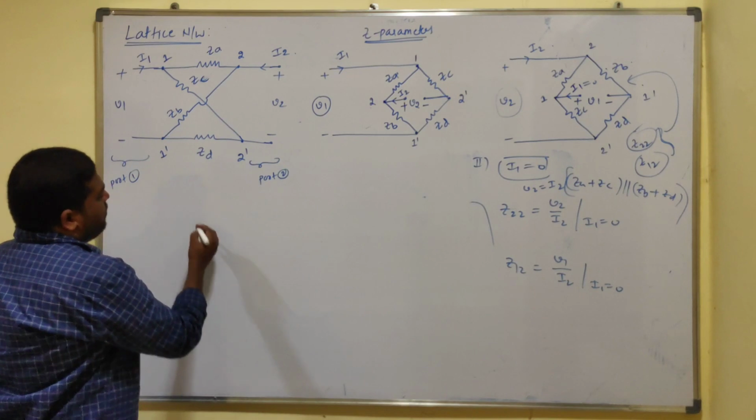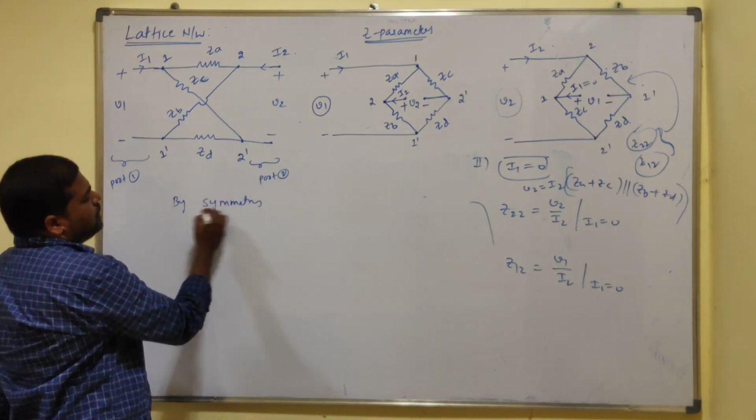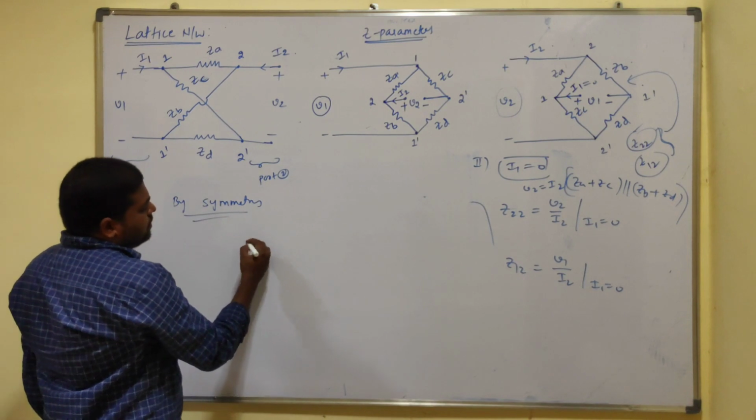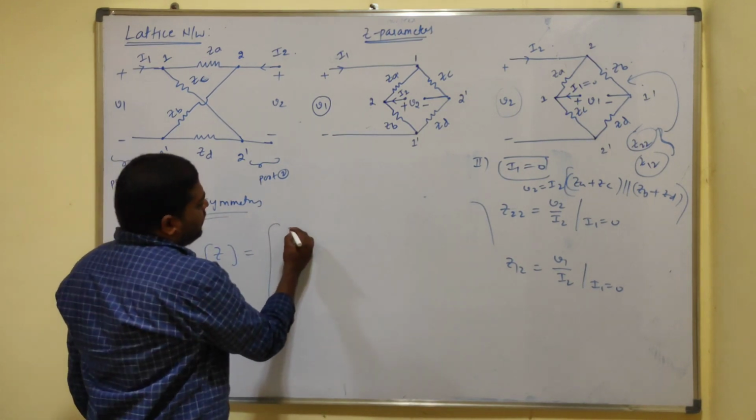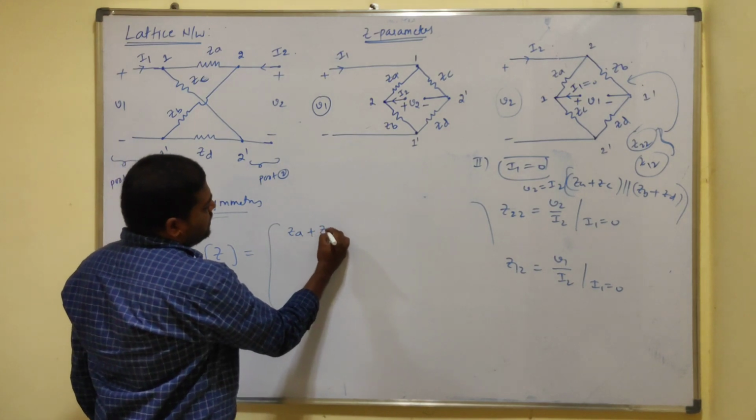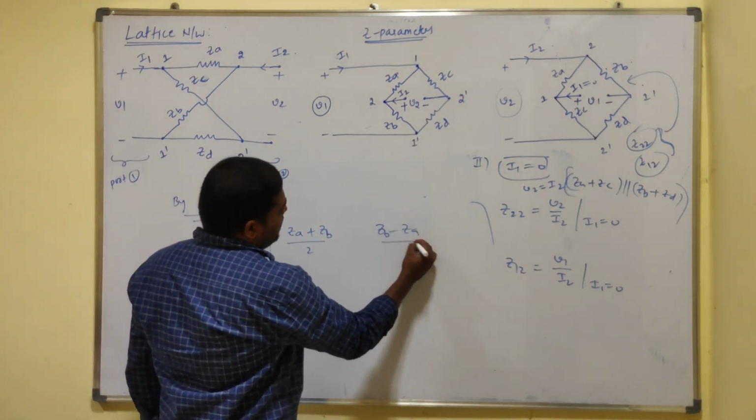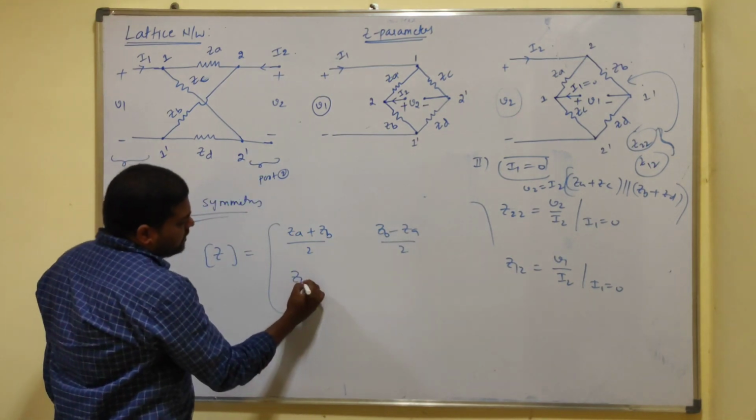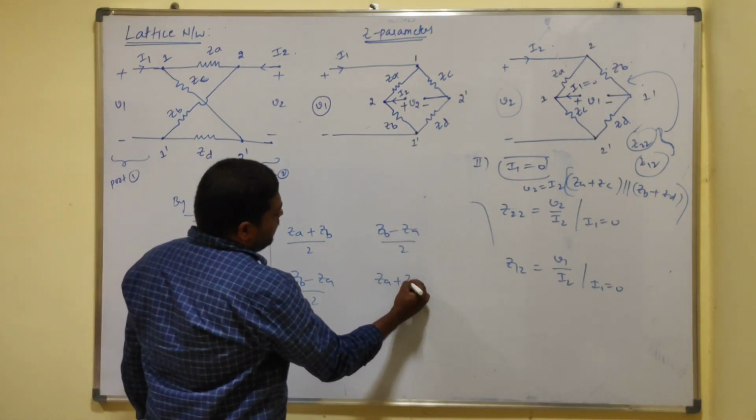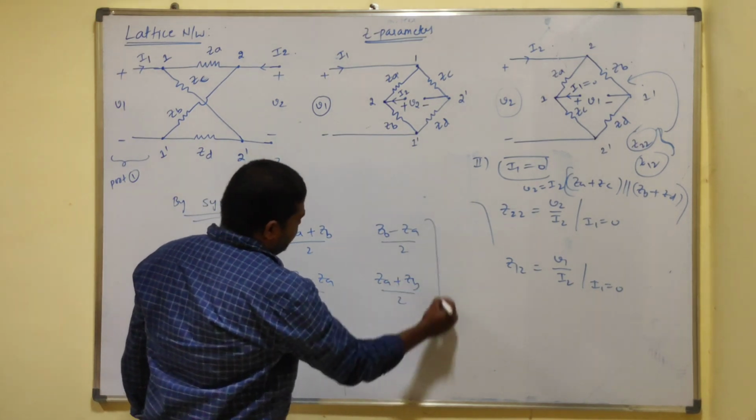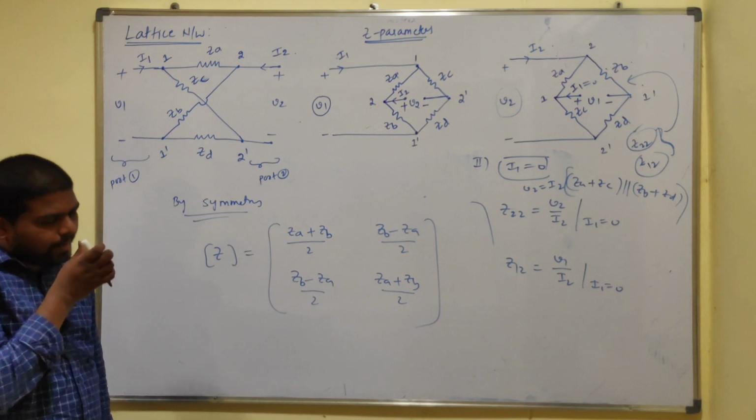So that means by symmetry, you will get the Z matrix equals ZA plus ZB by 2 and ZB minus ZA by 2, and here ZB minus ZA by 2, and same way ZA plus ZB by 2. This is your lattice structure, right?